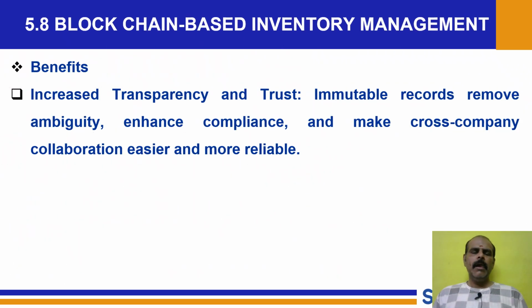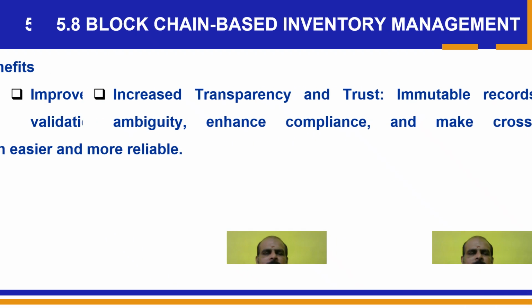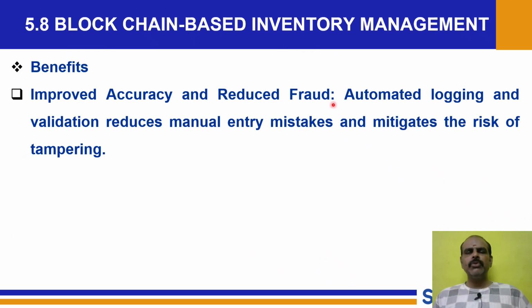Now the benefits: increased transparency and trust, immutable records, you can't change it. So it removes ambiguity, there is going to be no confusion, enhances compliance, and makes cross company collaboration easier and more reliable. Improved accuracy and reduced fraud: automated logging and validation reduce manual entry mistakes and mitigate the risks of tampering. Nobody is going to be involved in the process, and nobody has the right to do any sort of manipulation.